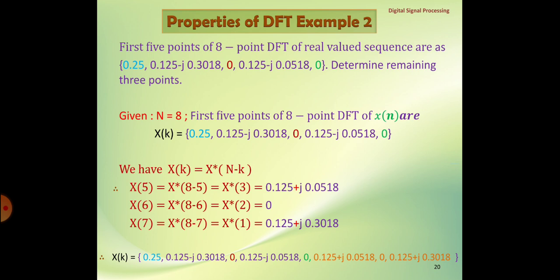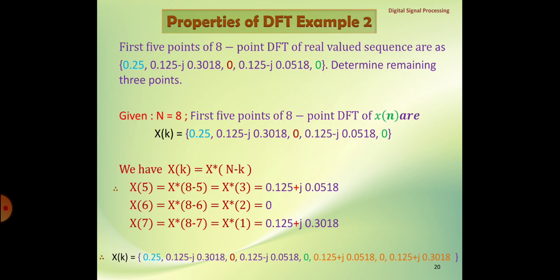So we have X of k is equal to X conjugate of N minus k. We have the given sequence X of k having 5 values. So X of 5 is equal to X conjugate of 8 minus 5 using the complex conjugate property, that is equal to X conjugate of 3. So what is X of 3? We have to take its conjugate. As I discussed earlier, what is the complex conjugate of any value? We have to just change the sign of the imaginary term. So X of 5 is equal to X conjugate of 3, that is equal to 0.125 plus j 0.0518.